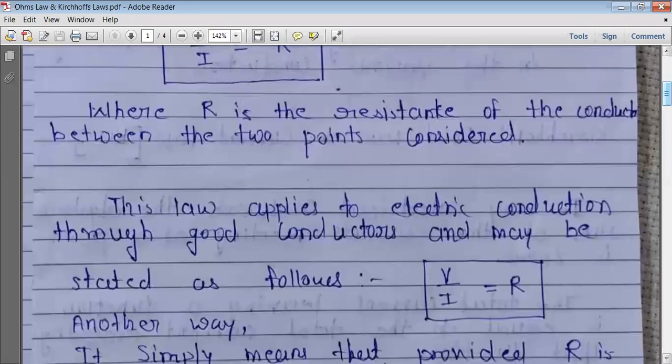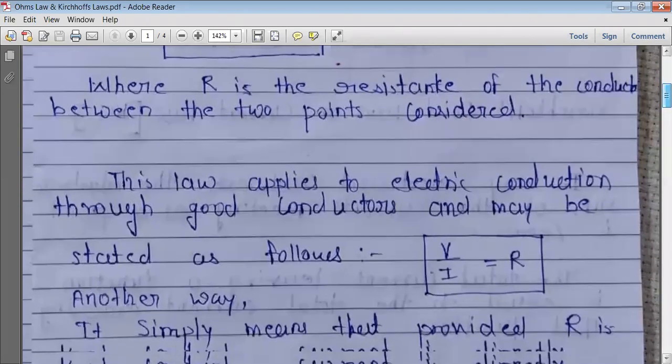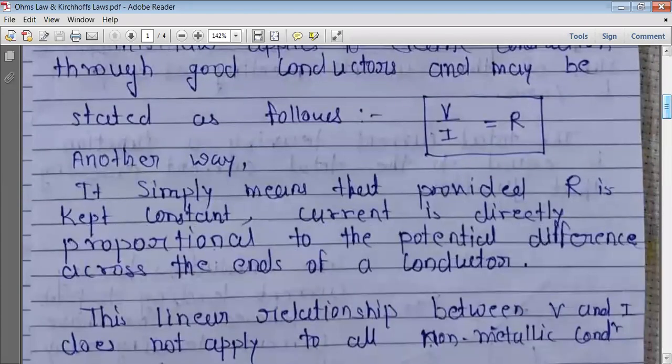This law applies to electric conductors, particularly good conductors, and may be stated as V by I equals R. Another way of putting it simply means that, provided R is kept constant, current is directly proportional to the potential difference across the ends of the conductor.